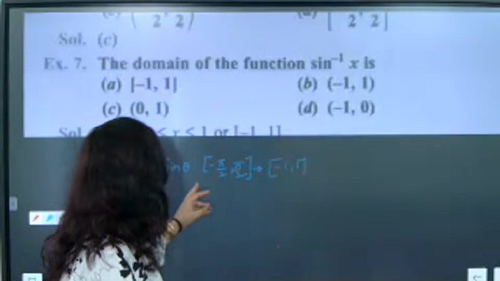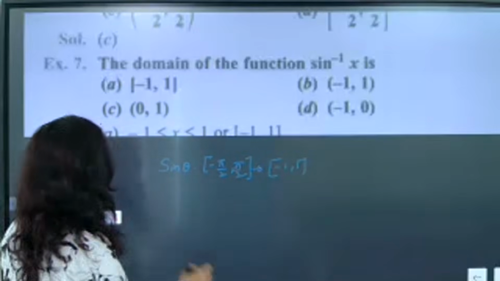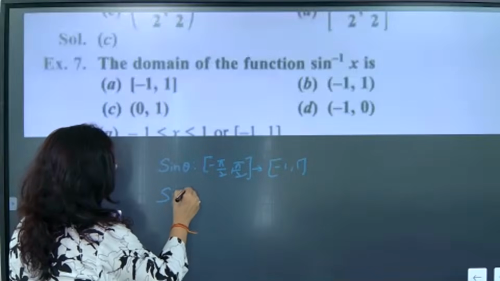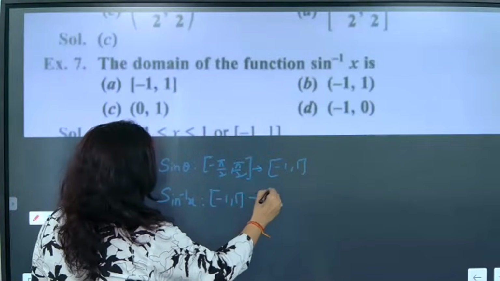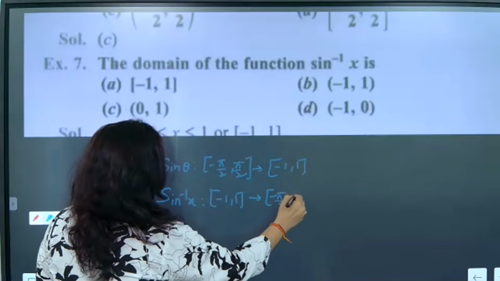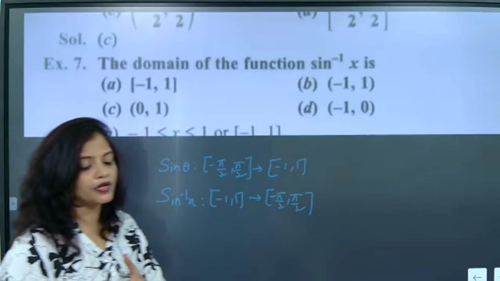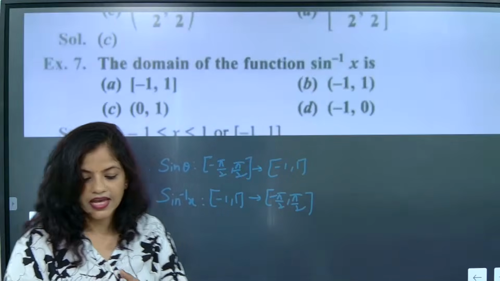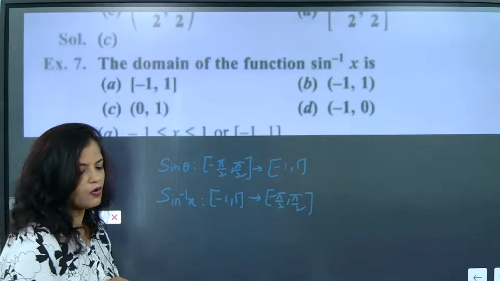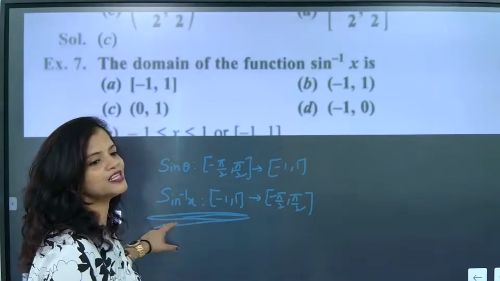This is exactly minus 90 to plus 90, and minus 1 to 1, it is exactly given. So now for the inverse, when you are writing for the inverse, it will become minus 1 to 1 and it will go from minus 90 to 90. So here always remember, if somebody asks what the domain is, the domain is exactly coming as this.